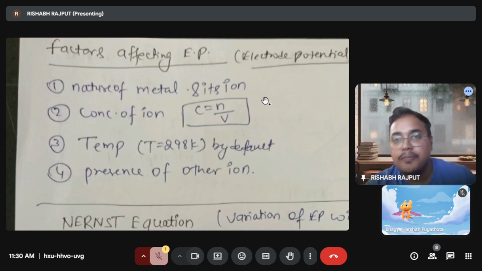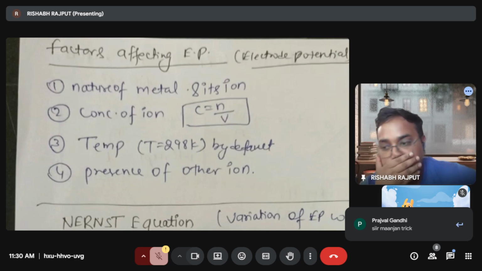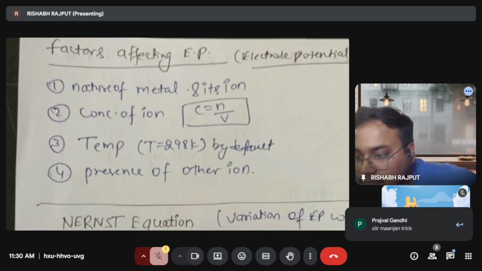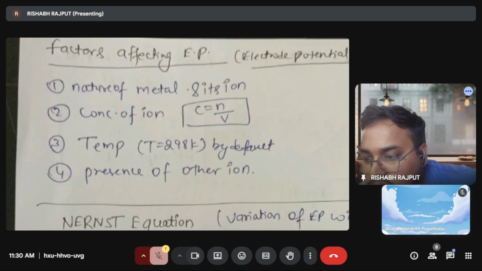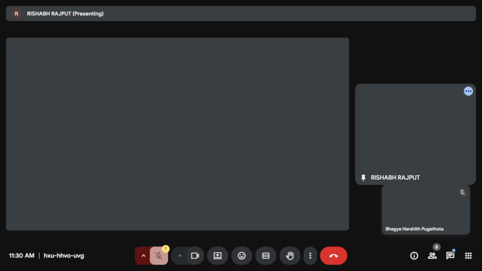Now guys, please see. Some factors affect the electrical potential value of a cell. So what are the factors? The first factor is the nature of the metal and its sign.